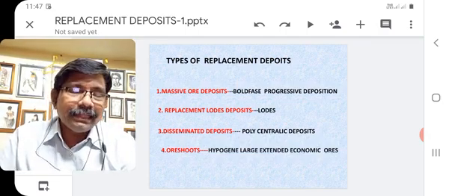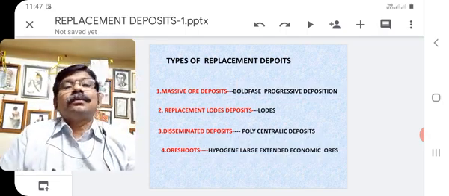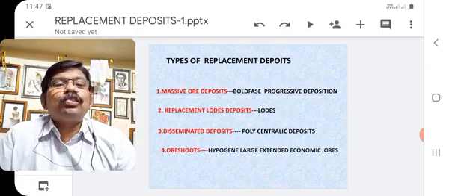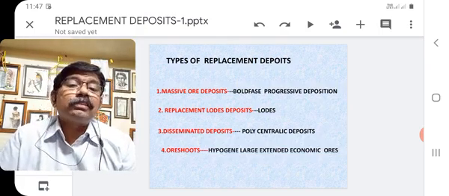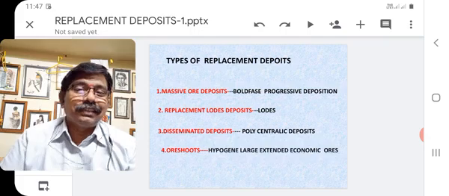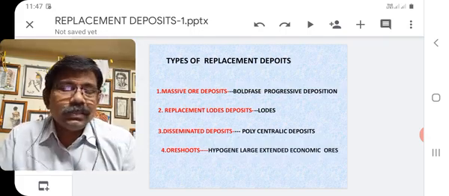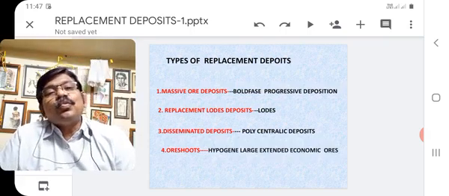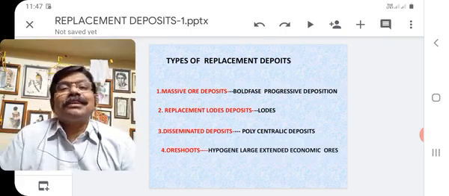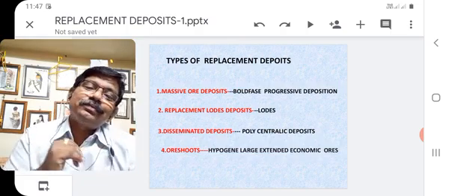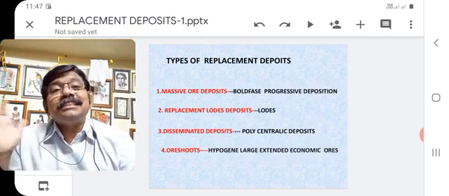Here I written the 3 or 4 types. Fourth one, please ignore for some time. After that I will explain. First you take seriously these 3 types. What is that? Massive ore deposits one, replacement lodes one, and last one is the disseminations one.